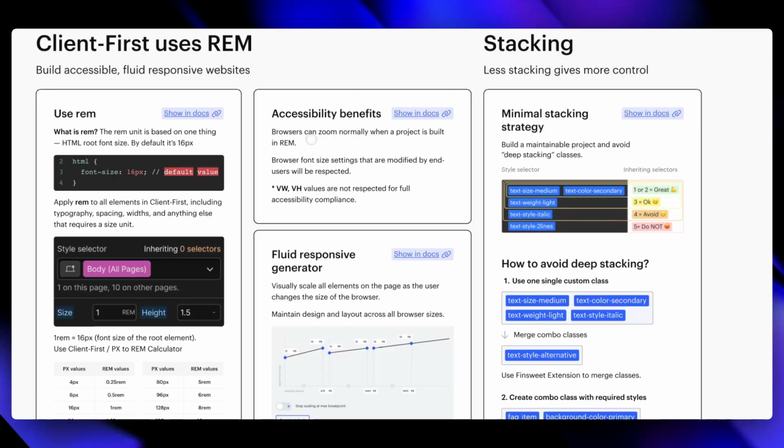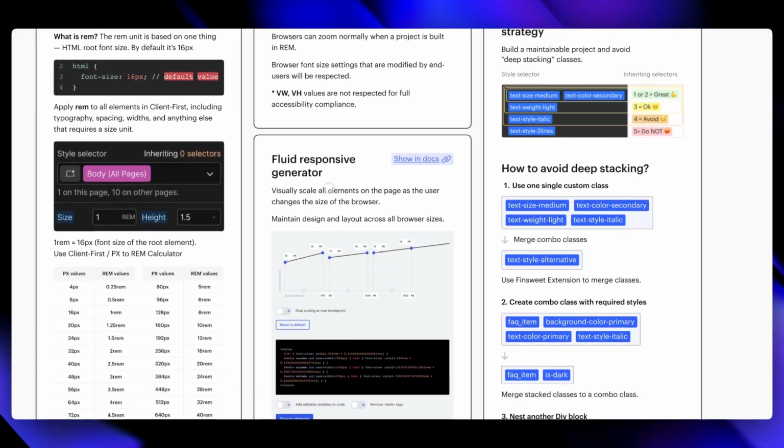So browsers can zoom normally when a project is built in REM. So browser font size settings that are modified by end users will be respected, and viewport width and viewport height values are not respected for full accessibility compliance. So just a note that you have to take into consideration.